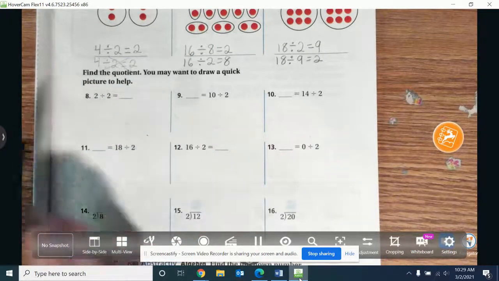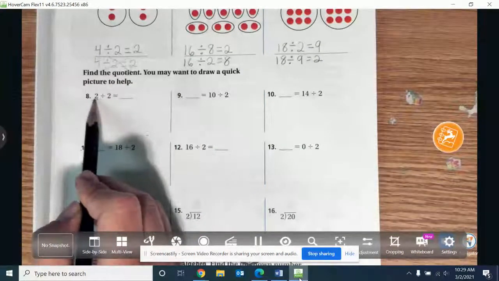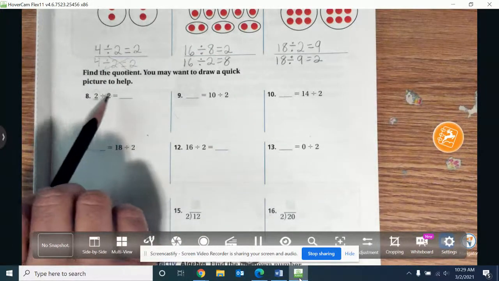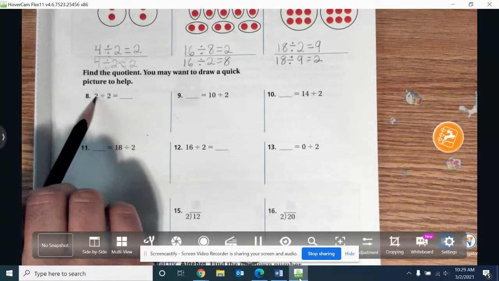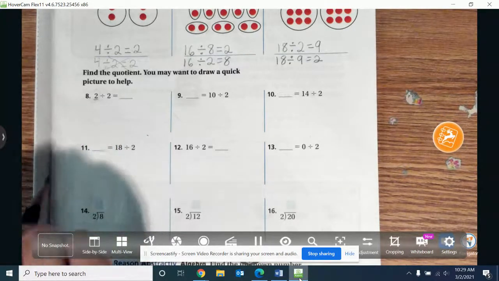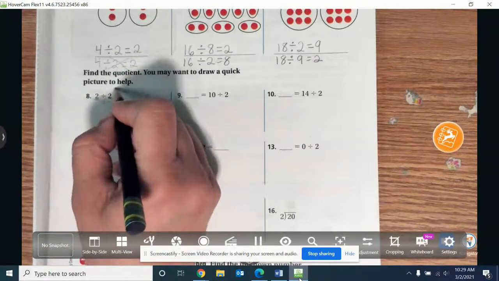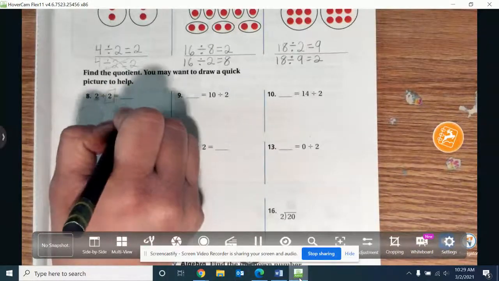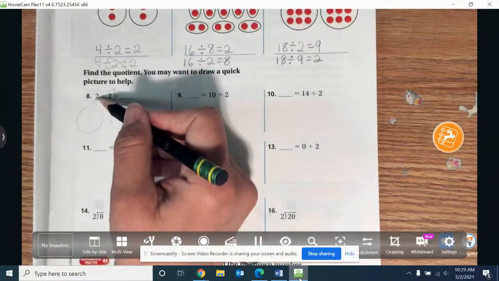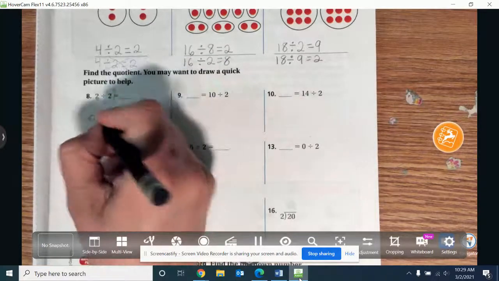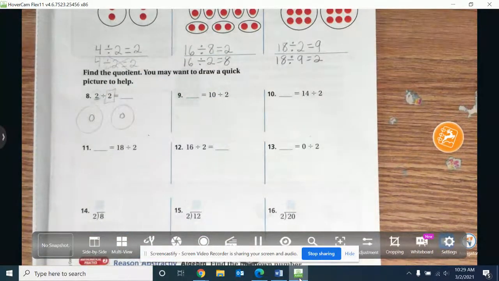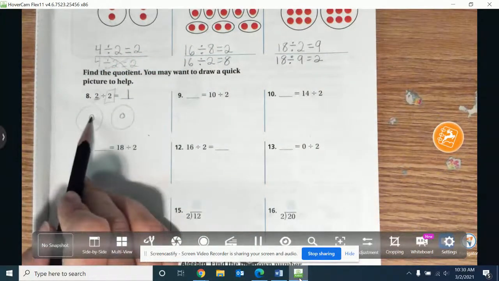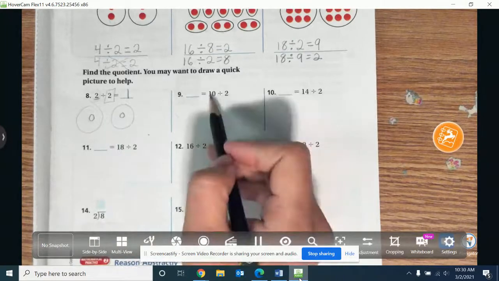So remember, in division, the large number or the first number is usually the total. Here they are both the same, right? So I have a total of 2 counters, and I have 2 groups. I always like to do the groups first. 2 groups when I'm drawing. And I'm going to use a total of 2 counters. 1, 2. How many counters are in each group? 1.